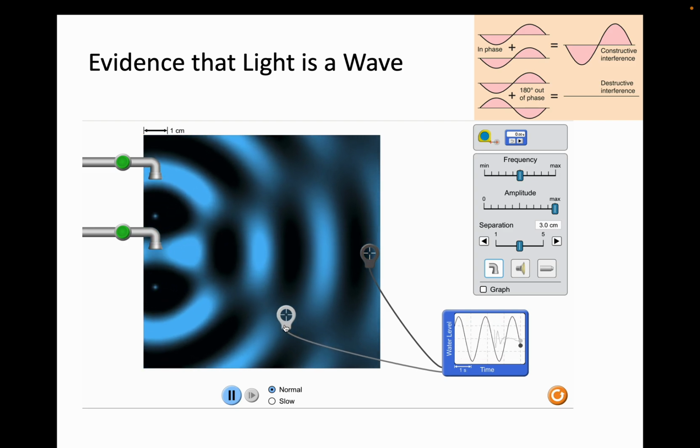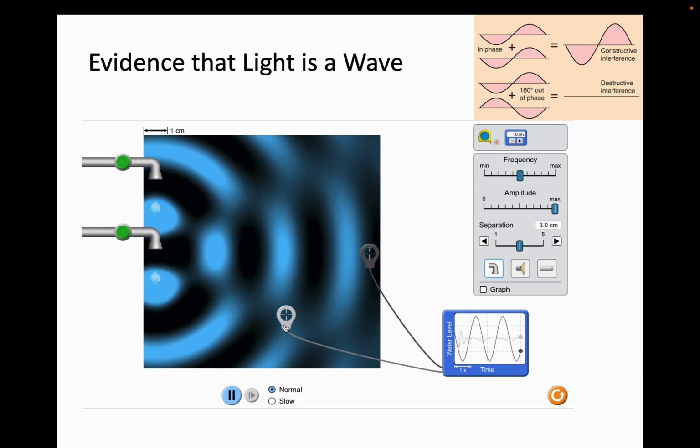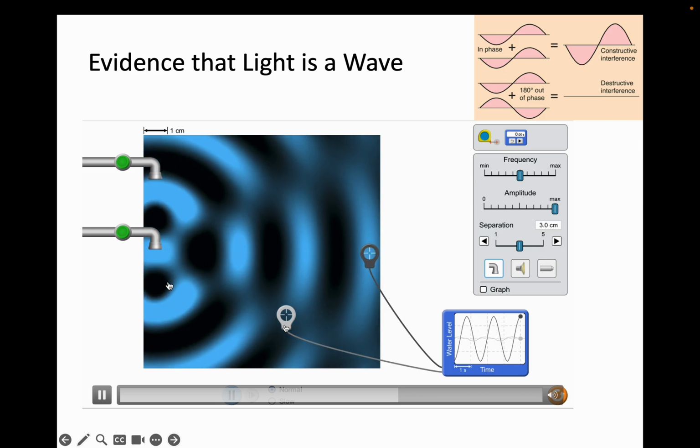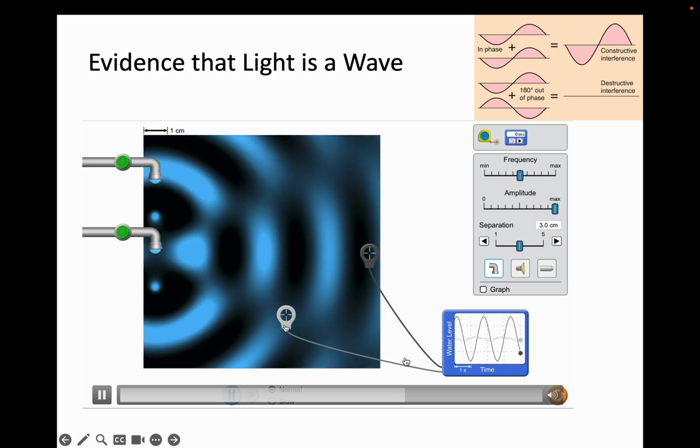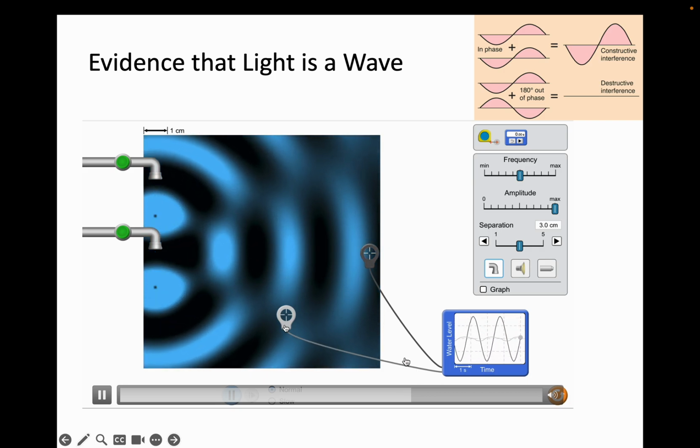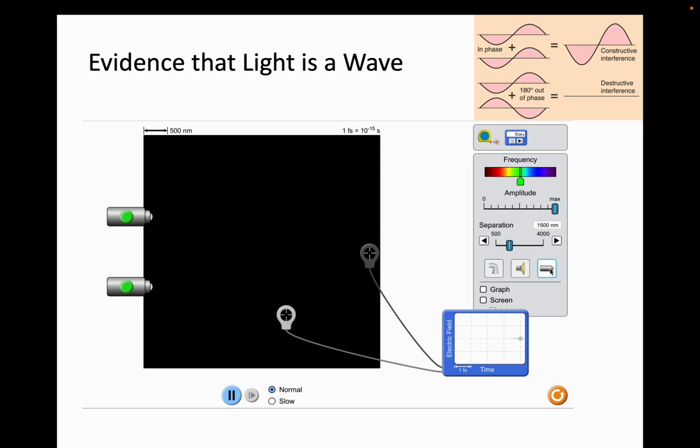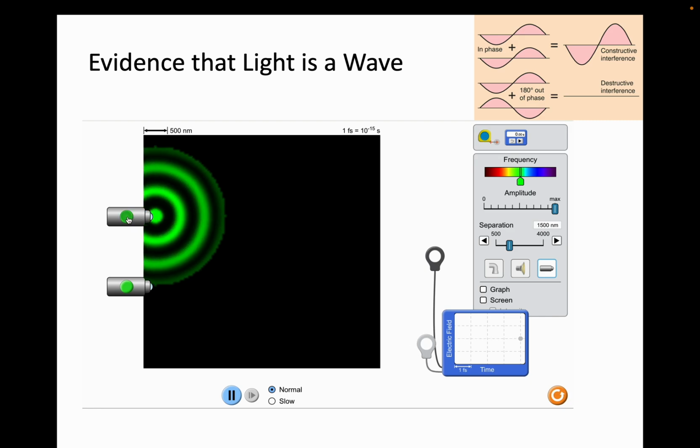But along this diagonal, it's barely moving up or down at all. Along this diagonal, the waves are canceling out each other. The waves are interfering with each other, and the amplitude is being reduced.